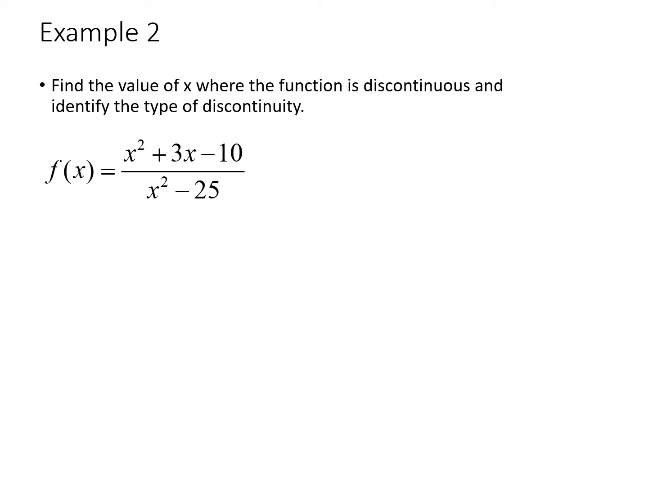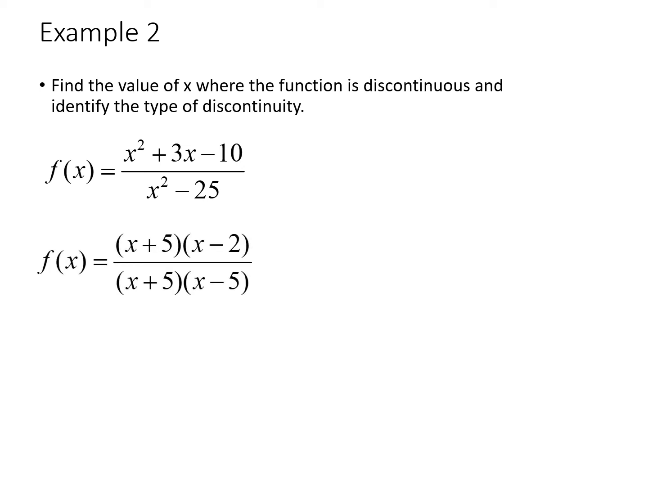All right, here's an algebraic approach to working with this. Find the value of x where the function is discontinuous and identify the type of discontinuity. So for this one, it's a rational function, a polynomial divided by a polynomial. So the best way to determine if we have discontinuity and where is to use our skills of factoring. So we're going to factor the numerator and the denominator. It's going to be x plus 5 times x minus 2 quantities, and on the denominator, x plus 5 quantity times x minus 5, the difference of 2 squares.